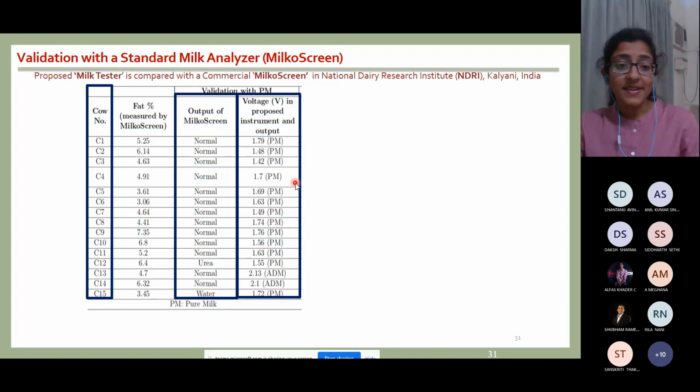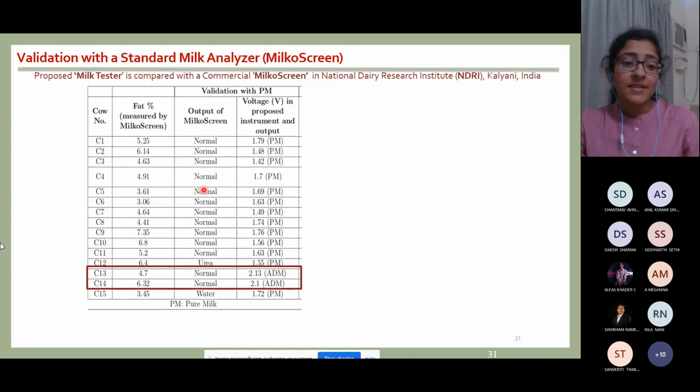But one thing is that if you see C13 and C14, these two samples are detected as normal in the output of the Milkoscreen, but our instrument detected them as adulterated milk. So we went for further research and asked what the problem was in these two samples, because our instrument was detecting them as adulterated milk.